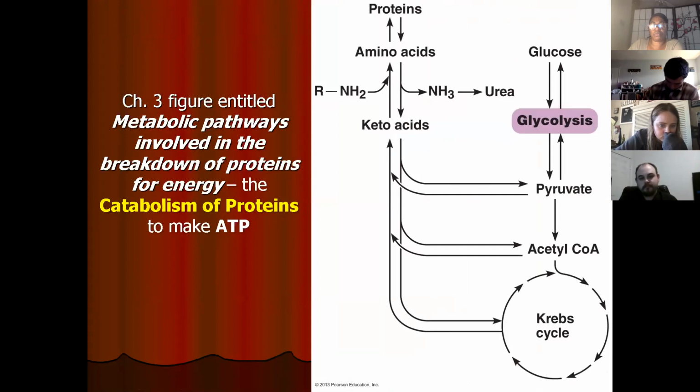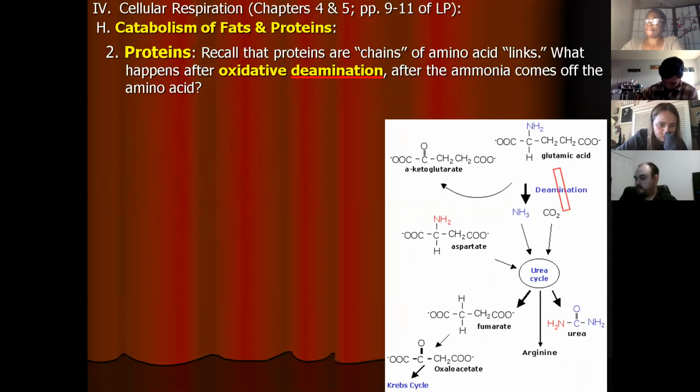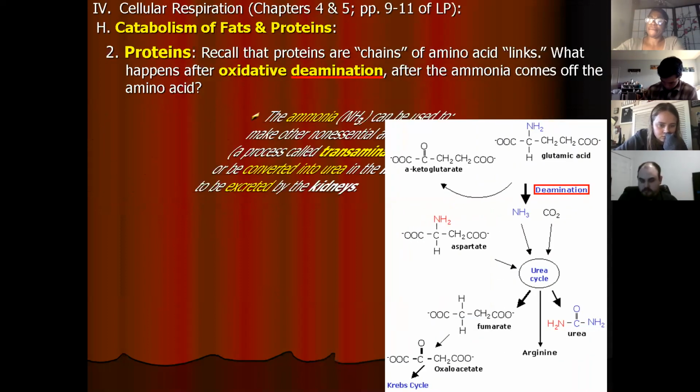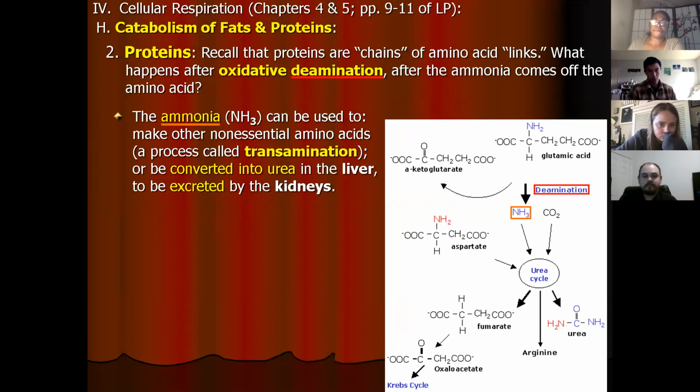Okay? Well, what do you do with that amino group? Well, you could make other amino acids out of them. That's called transamination. Or you can take that amino group, put two of them together and form urea. Again, your liver is the one that's making urea. All your kidneys are doing is filtering the urea out of your blood. Your kidneys do not make urea. Okay?